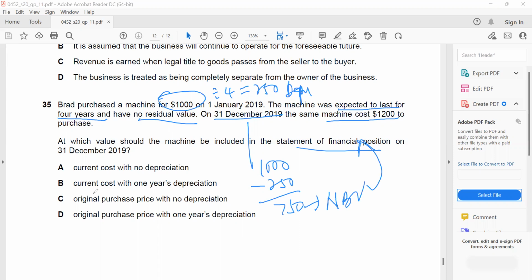So here, current cost with no depreciation, current cost with 1 year depreciation. This is the information. Is the answer the original purchase price? No, this is current cost, referring to this one. So this is not the original purchase price. This is the original purchase price with no depreciation. This is wrong. Original purchase price with 1 year depreciation is the answer for the question, D.